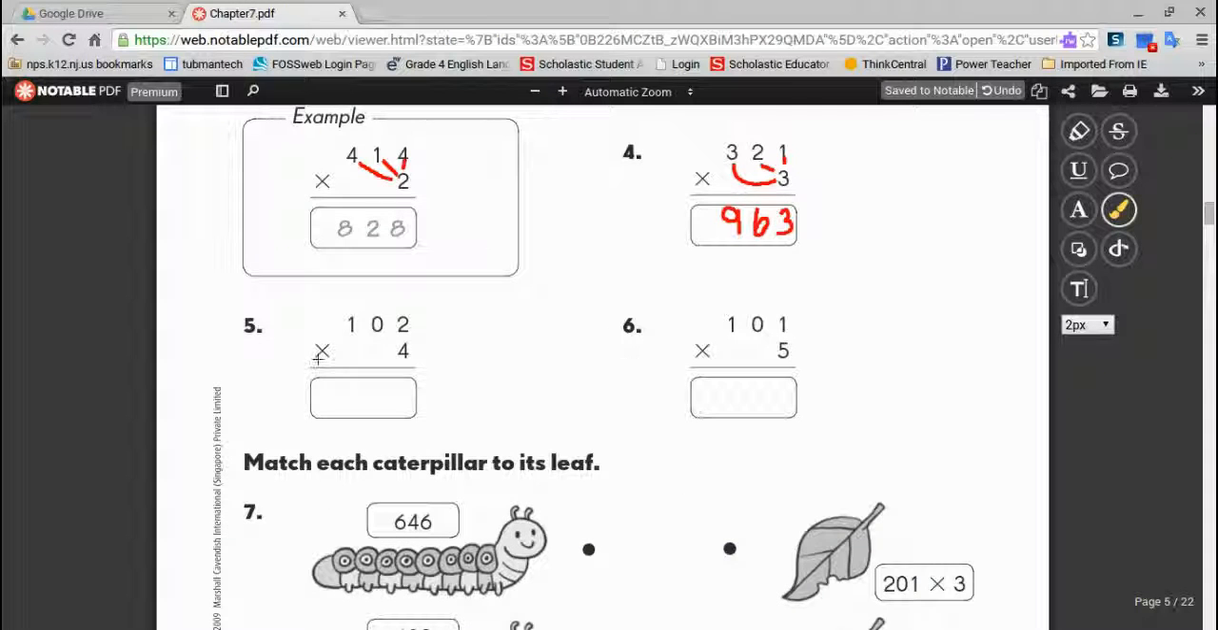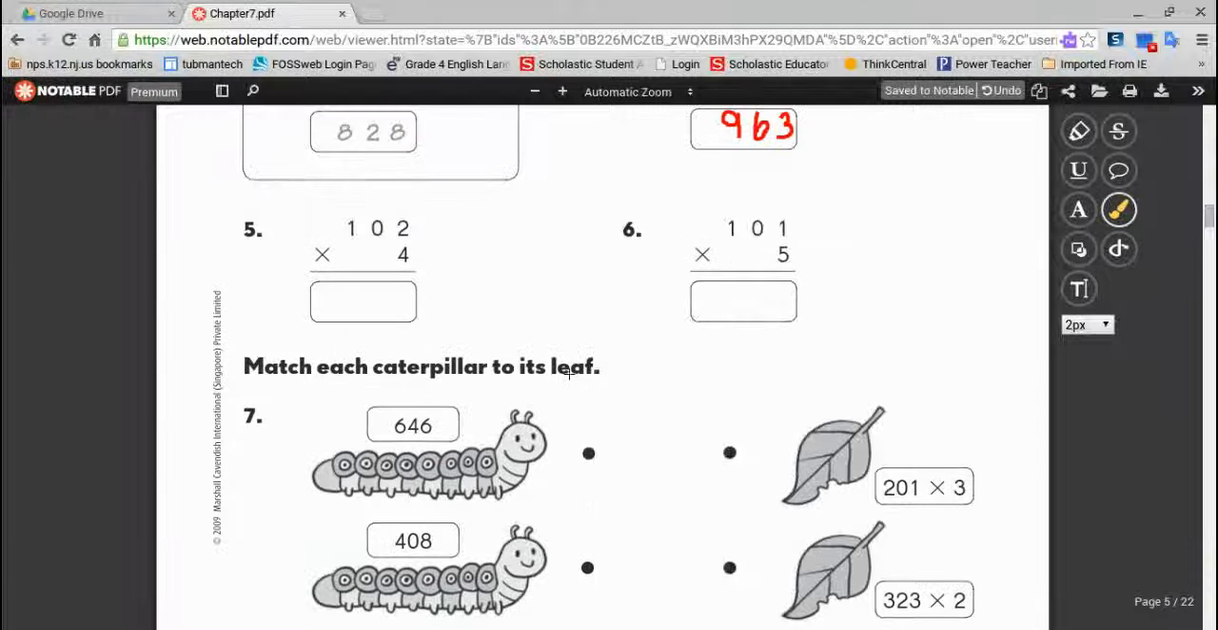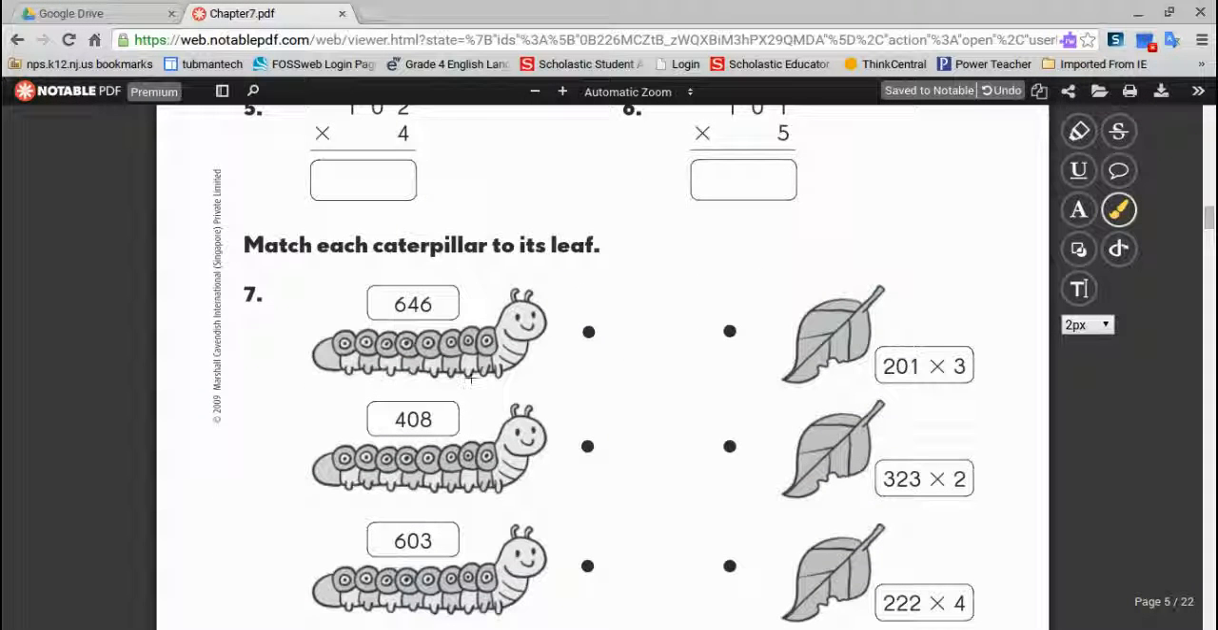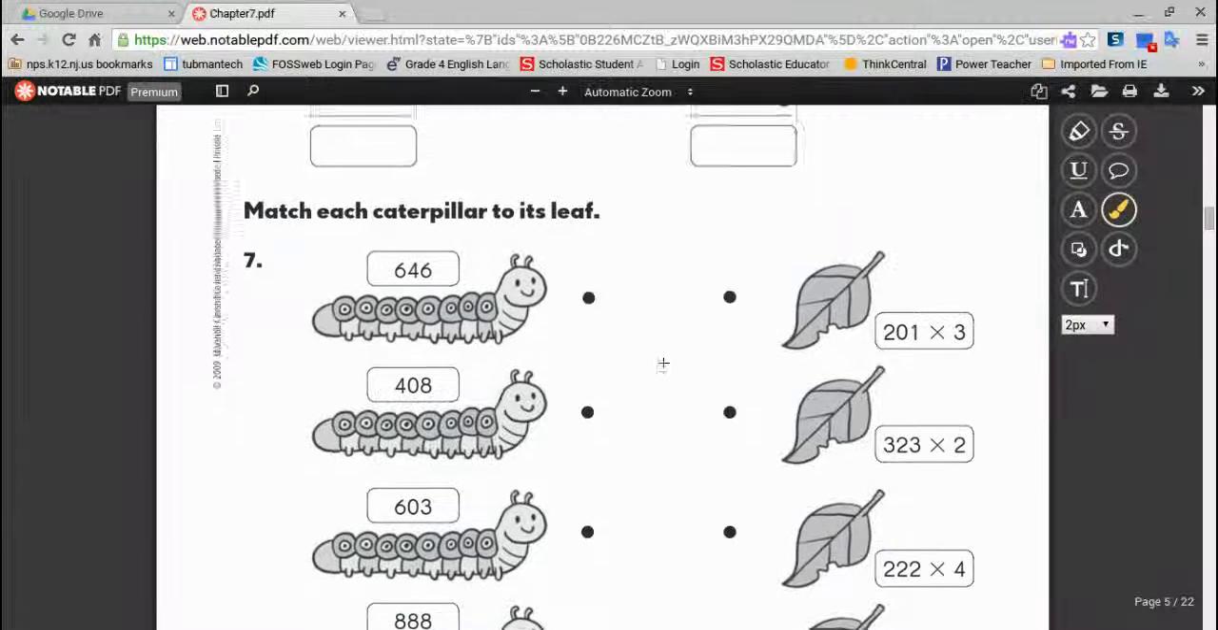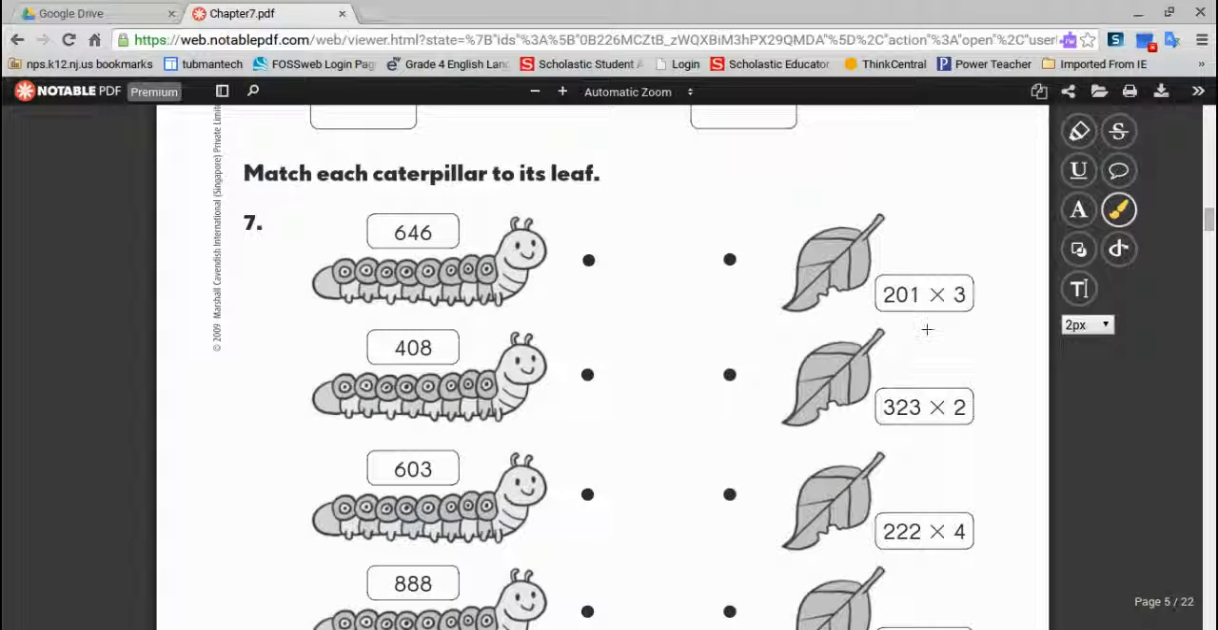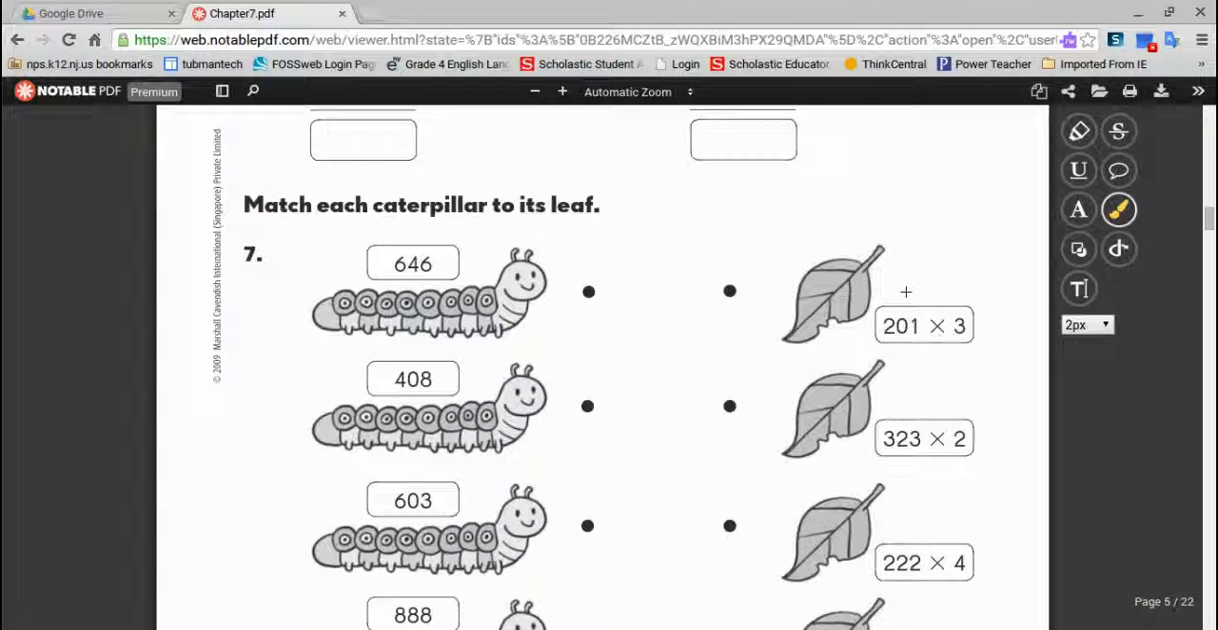Okay, you guys can do number 5 and number 6 by yourself. We're going to move on to number 7. Match each caterpillar to its leaf. Alright, so all we have to do is multiply these problems out, and once we figure out the answer, we have to match it to the caterpillar. So, in order for us to do this problem, I want to first write it vertically, or up and down, so I can show my work. So 201 times 3.